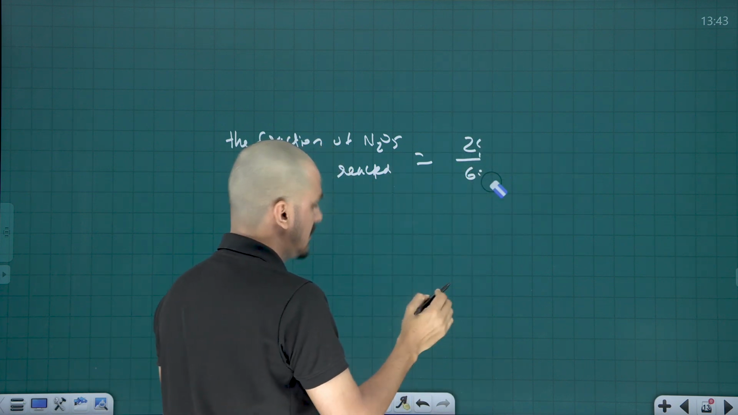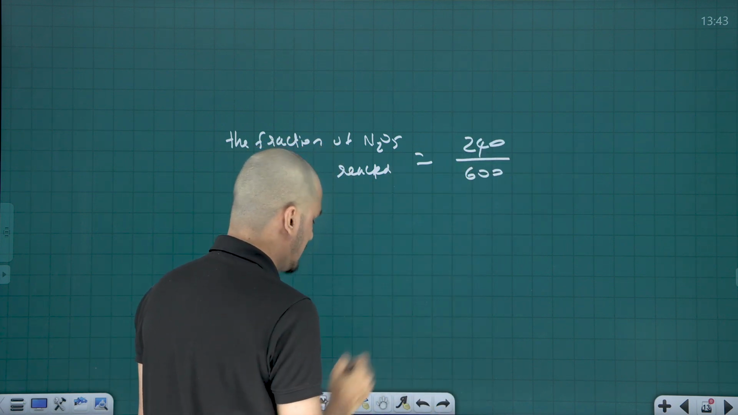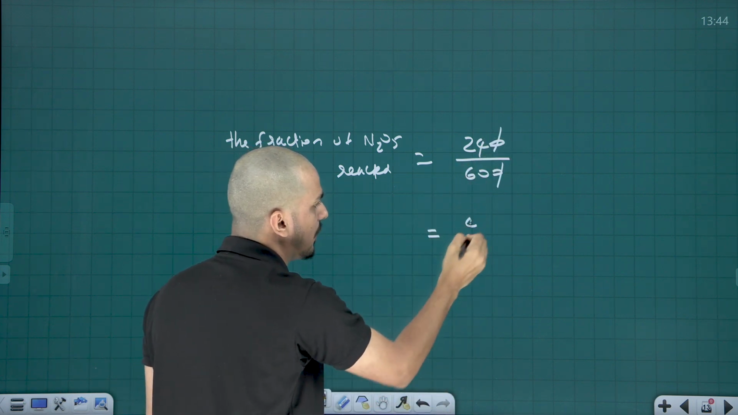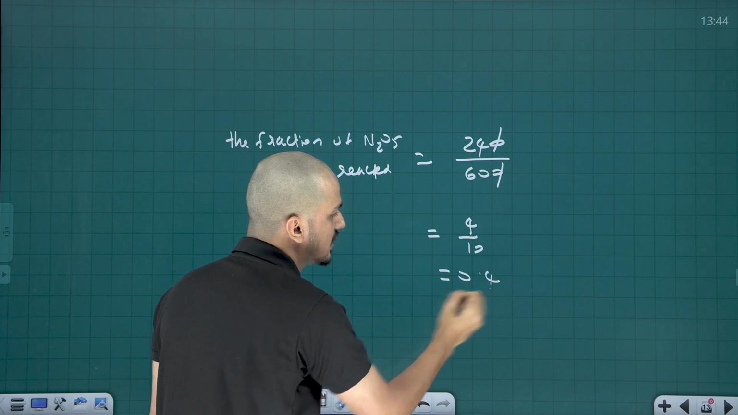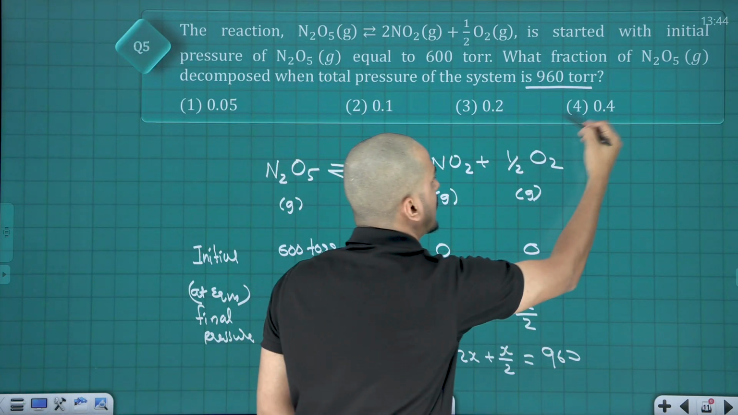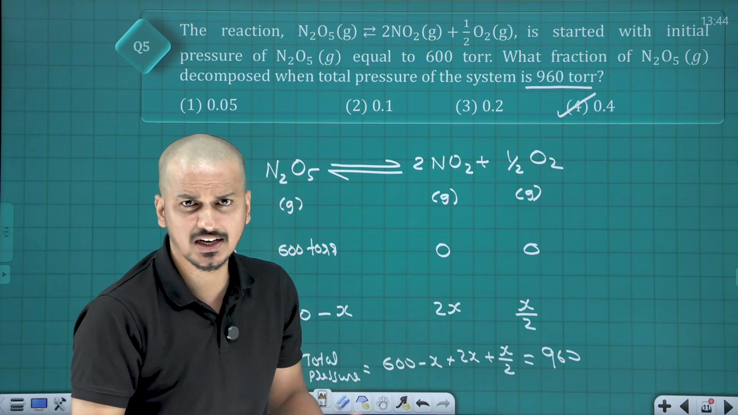So the zeros I can cancel. 24 by 60 means this is 4 by 10. That means 0.4 is the fraction. That much fraction is reacted. So option 4 will come. Ready guys? I hope you can understand easily.